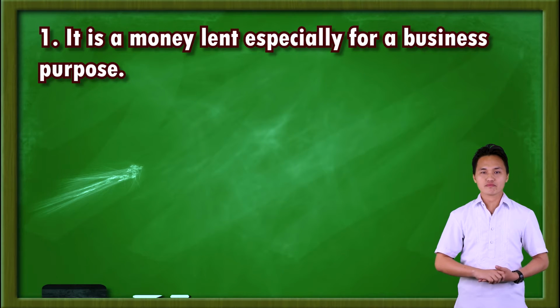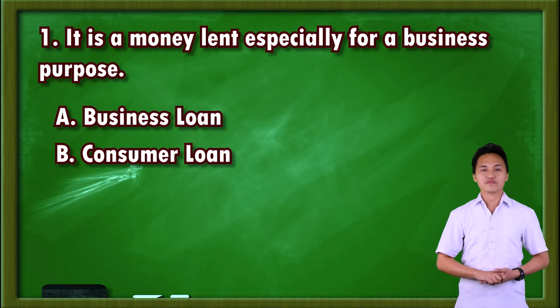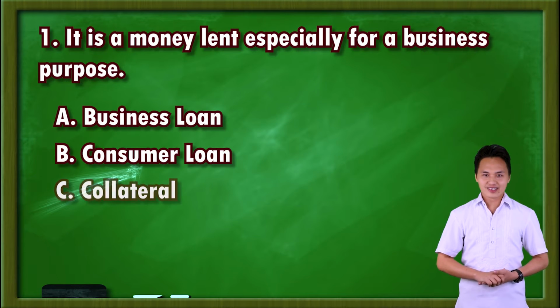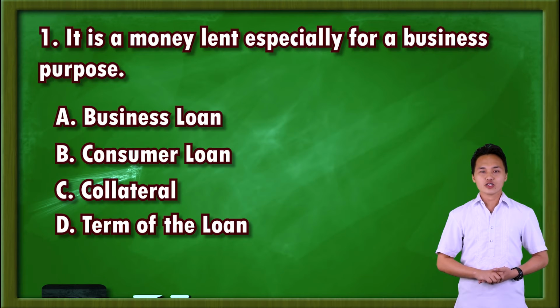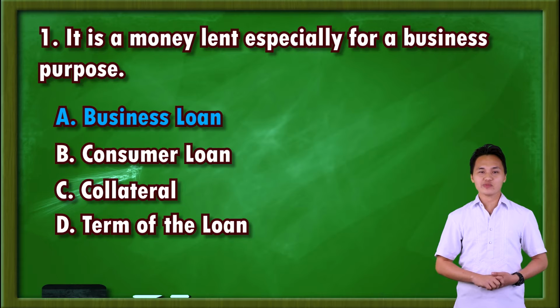Number 1. It is a money lent especially for a business purpose. Letter A. Business loan. Letter B. Consumer loan. Letter C. Collateral. And letter D. Term of loan. The correct answer is letter A, business loan.